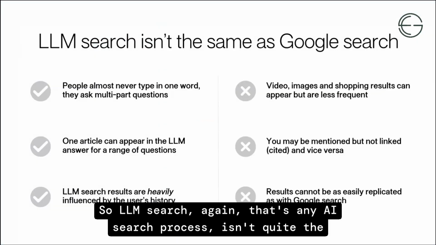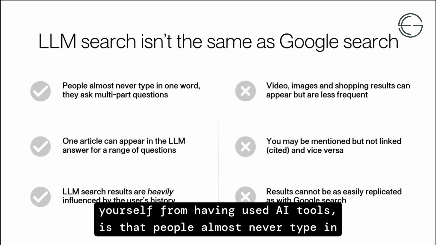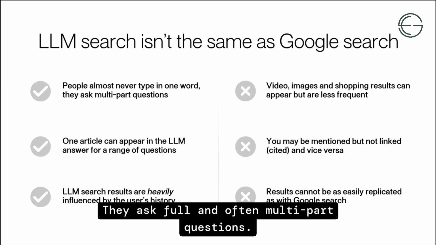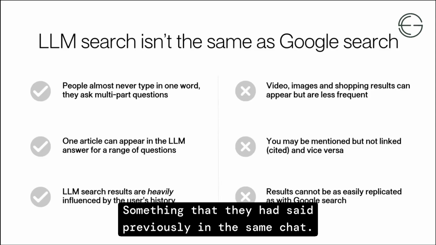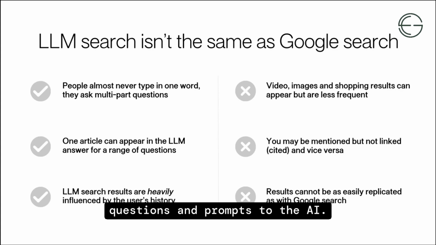So LLM search, again, that's any AI search process, isn't quite the same as Google search. When someone is chatting with an LLM, and you probably know this yourself from having used AI tools, people almost never type in one word or even two or three words. They ask full and often multi-part questions. They might be asking two things in one go. They might also be referencing something that they had said previously in the same chat. So a search can actually take place over the course of multiple questions and prompts to the AI.